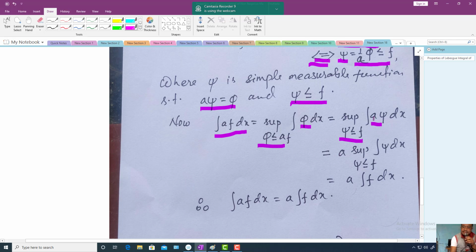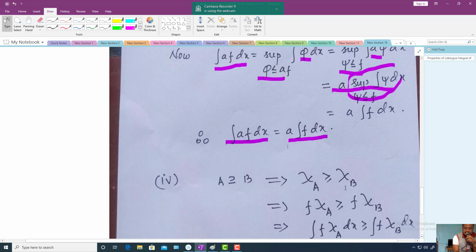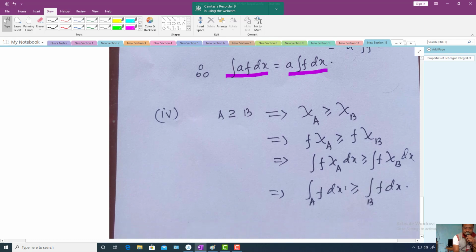So that means you take a outside the supremum, and you get this. But what is the supremum of the integral of psi dx, where psi is less than or equal to f? It is the integration of f. So the integral of af dx is equal to a times the integral of f dx. This is very simple, but we are using the definition very clearly, so don't take it lightly. Read it again and again, and then write it yourself, and you will understand.